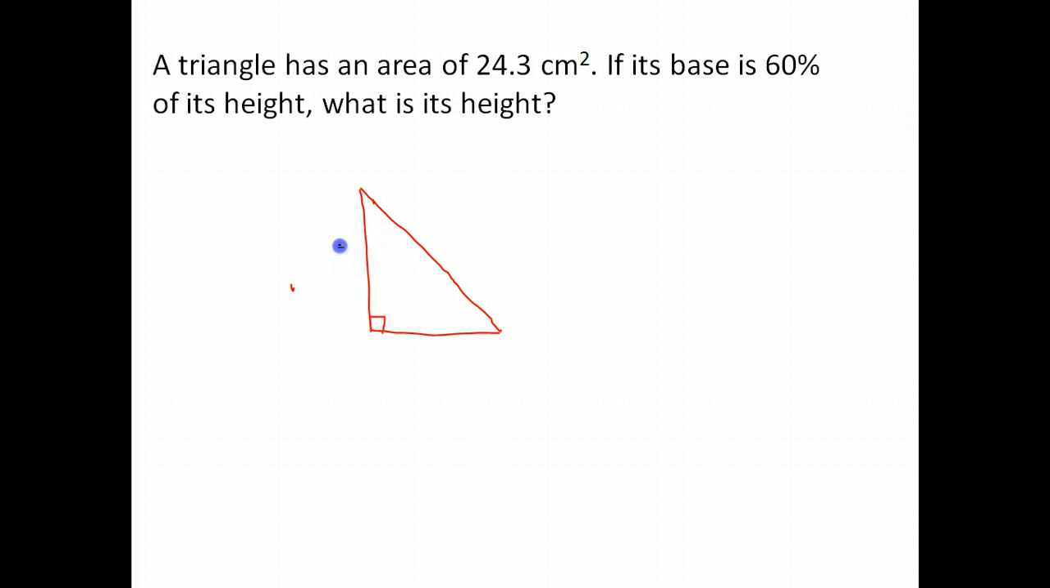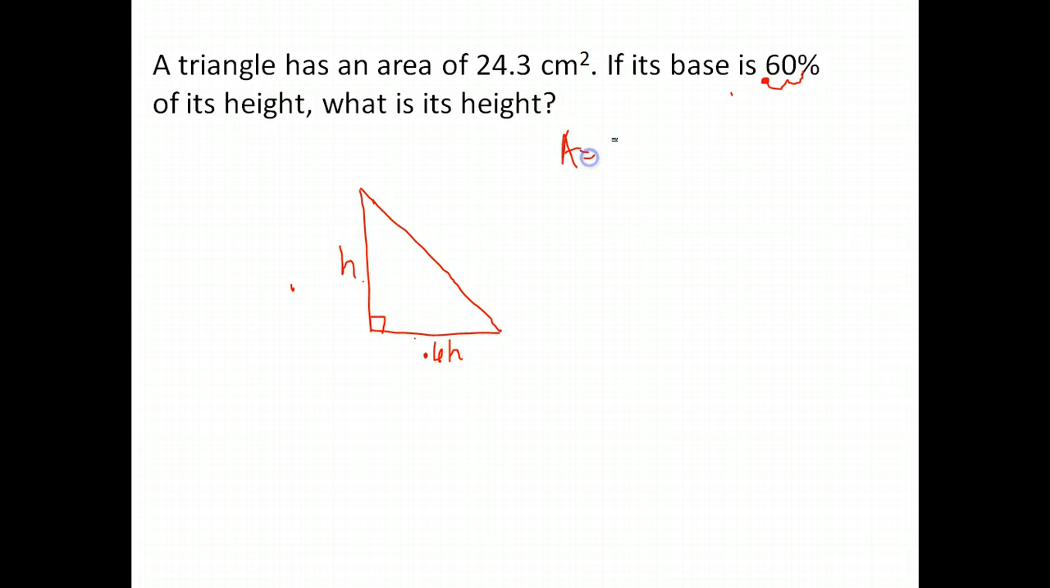Okay, so let's just put the height here. The base is 60% of that. Now notice it didn't say 60% longer, it said 60% of. So it's 0.6 times the h instead of 1.6. So hopefully you see the difference there. This is 60% of instead of being 60% longer. So this is our triangle. Here our base is 0.6h and our height is h.